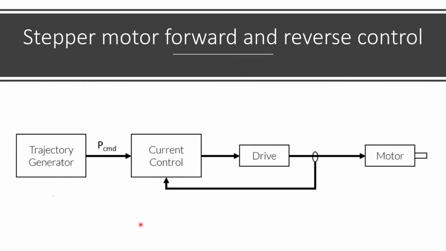The block diagram shows the stepper motor with a current control and a trajectory generator. As in this tutorial we are going to discuss the trajectory generator, how to design this trajectory generator to run the motor in forward, reverse and also halt the motor for a certain duration.